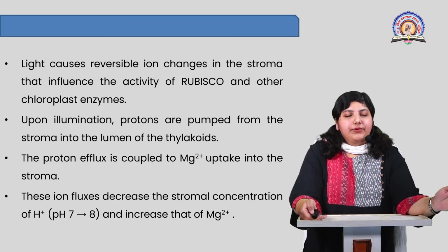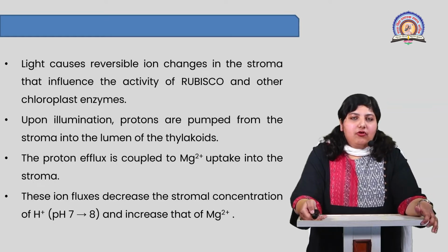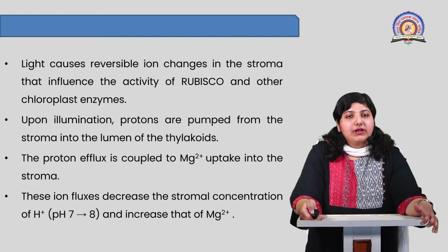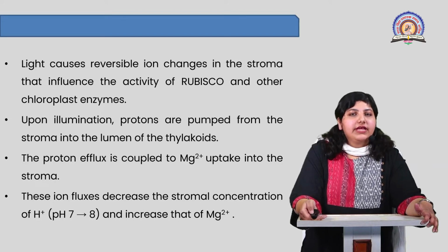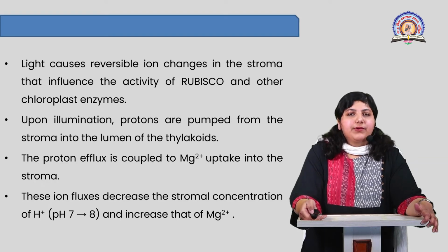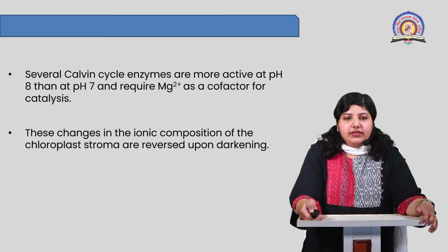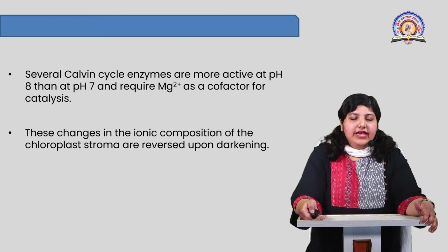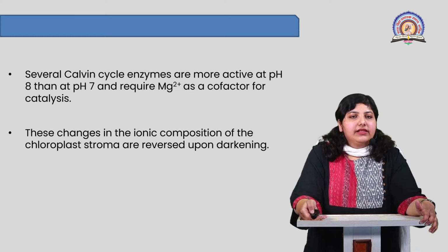So if proton concentration is decreasing, the pH of the stroma increases. You can see that from pH 7 to 8, there is an increase of pH. And also there is an increase in the concentration of magnesium ions. So due to this proton efflux and magnesium ion influx, there are different changes which occur in the stroma. And these different enzymes of the Calvin cycle which we have seen are more active at pH 8 rather than pH 7.